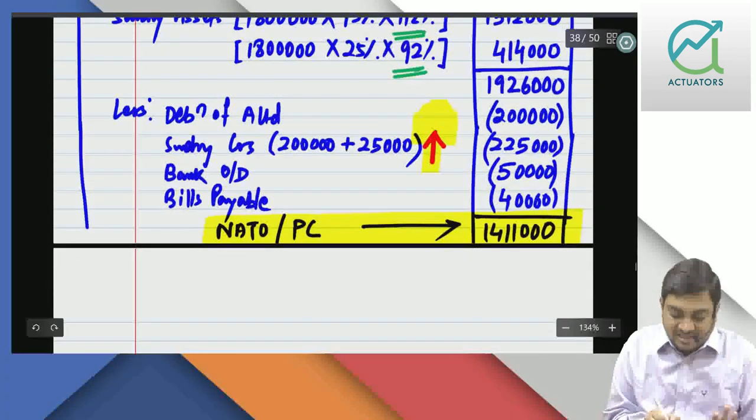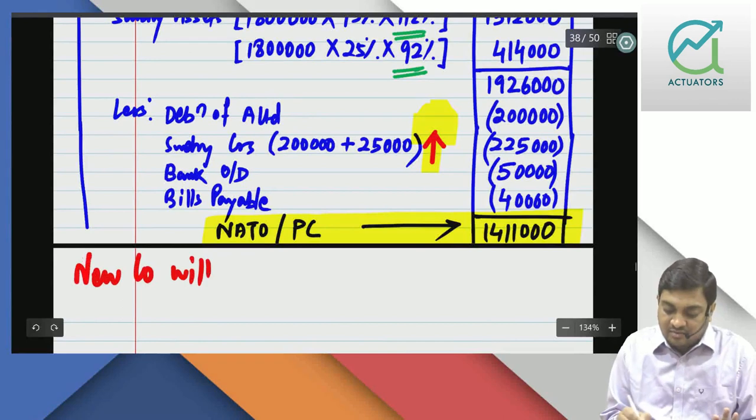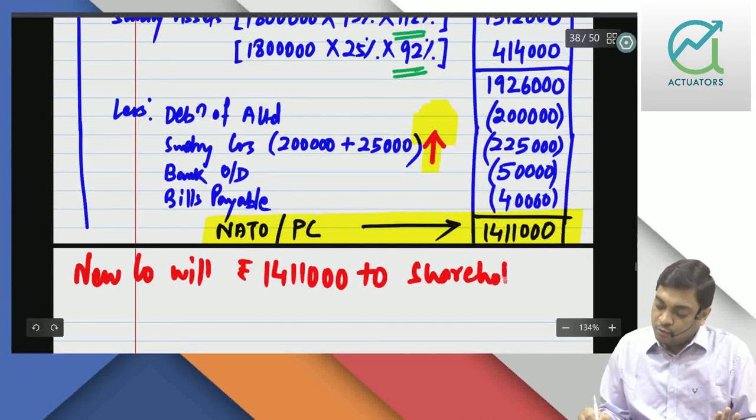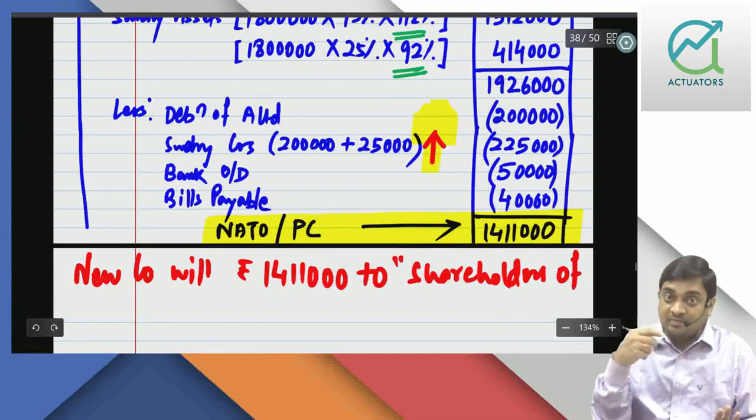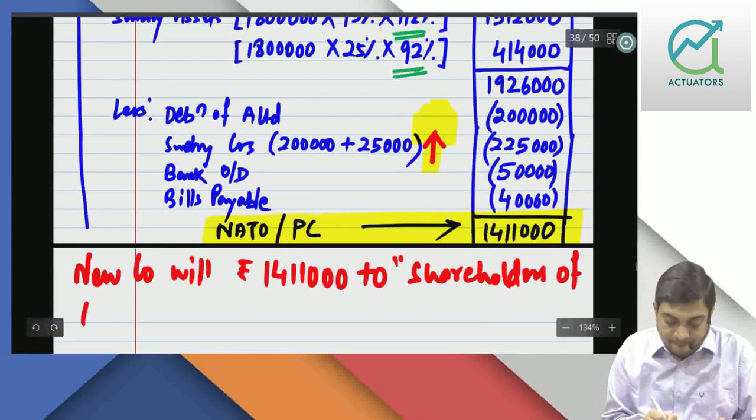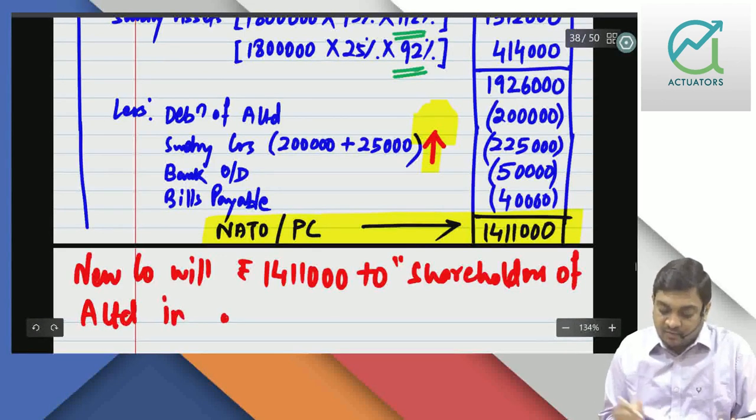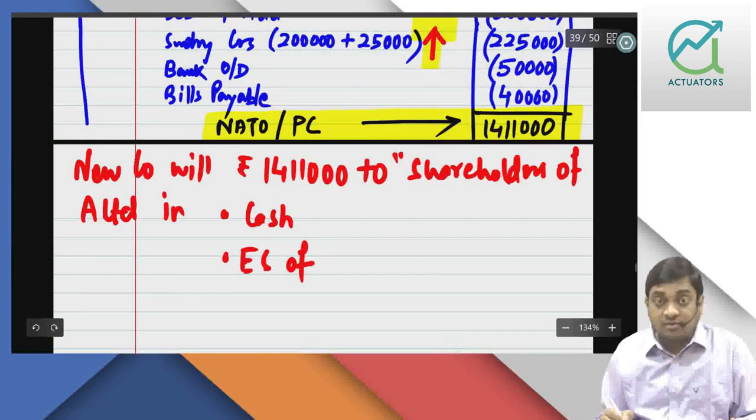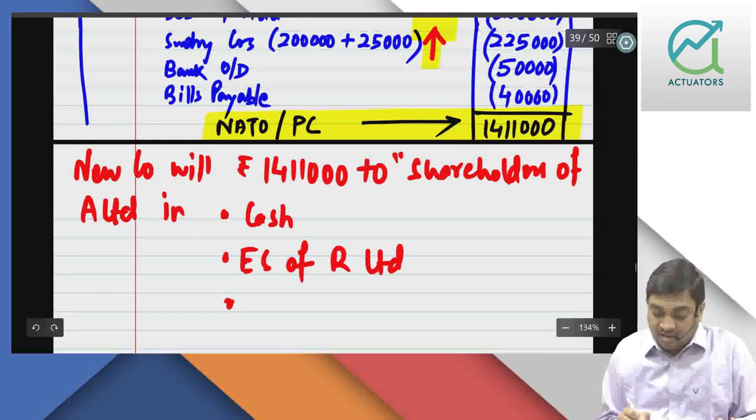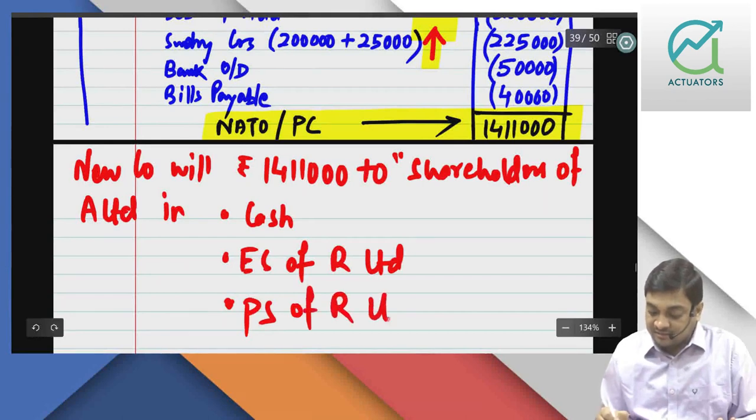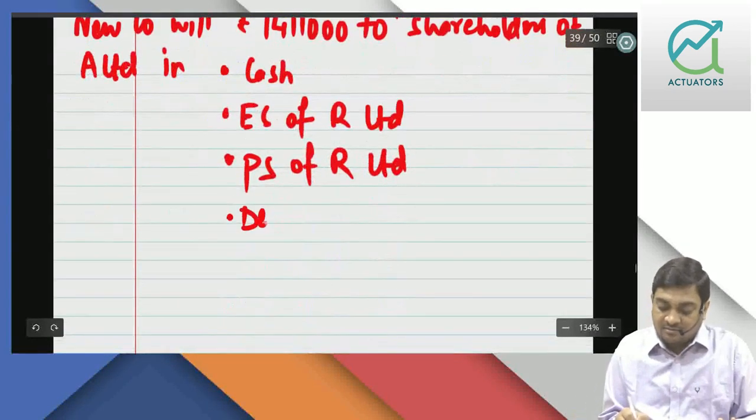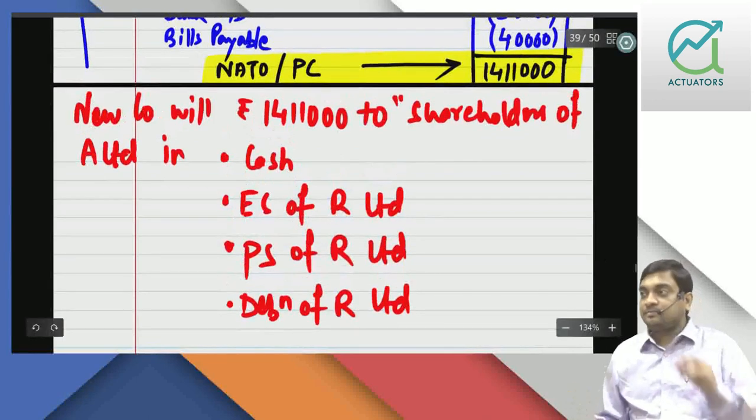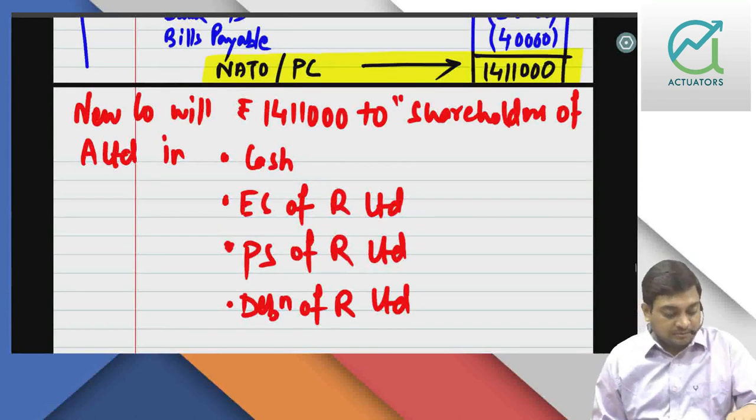Right? So in short, I can say that the new company will give 14,11,000 to shareholders of which company? Just practice, right? Which company? Of the old company. In what form? Either they can give cash, or they can give equity shares of R Limited, or they can give their own preference shares, or they can give debentures of R Limited, anything they can give. I guess this is absolutely fine with all of you.